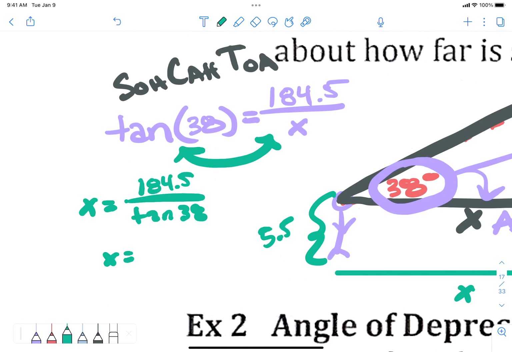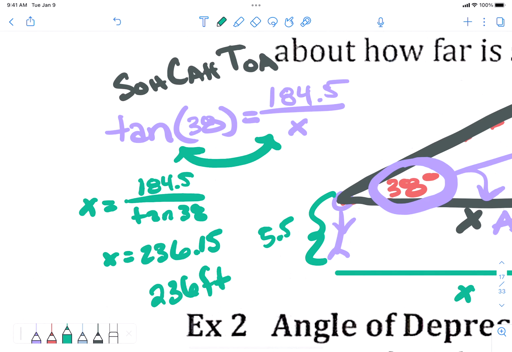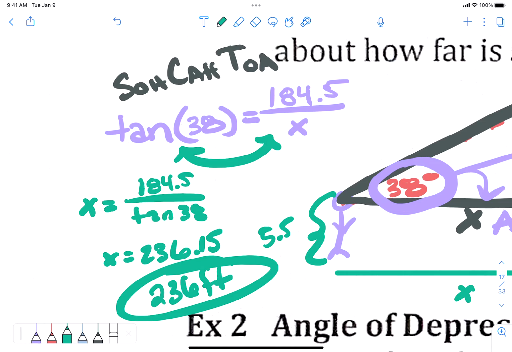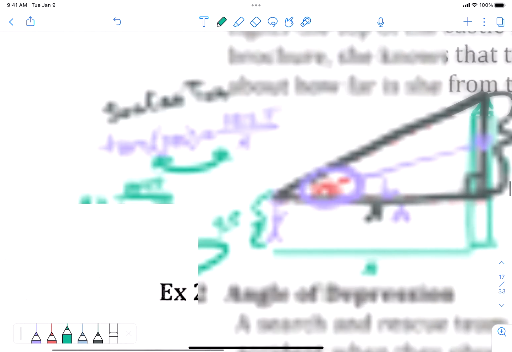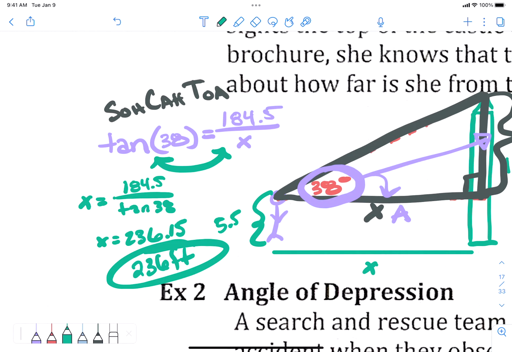I got 236.15. And they want to go to the nearest foot, so we would just say 236 feet. Okay, that's how far she is away from the castle. Is it feet or meters? Feet. Oh, feet. There's another one down below that's meters. Okay. Good, happy with that? So just a story problem beforehand.